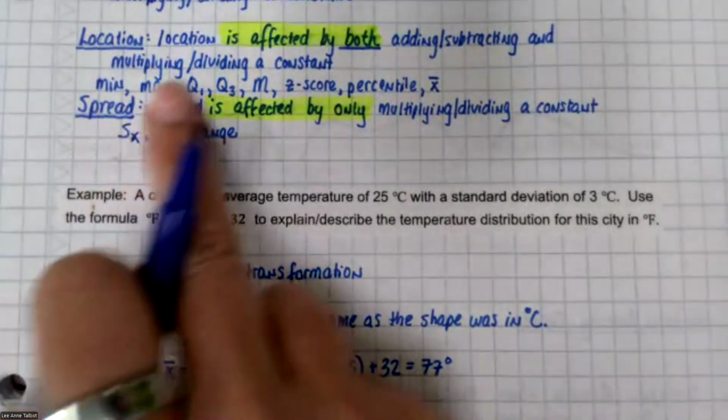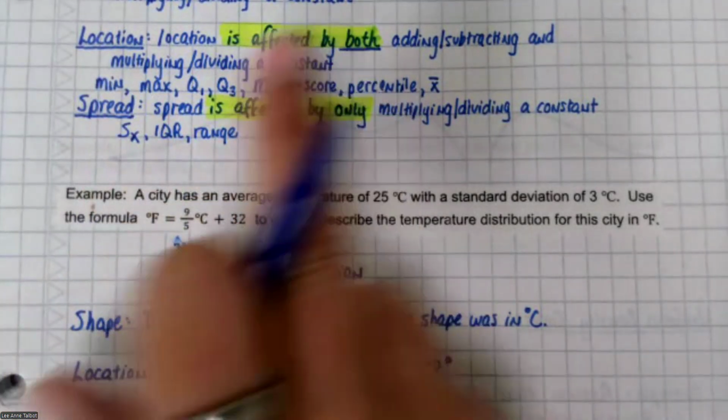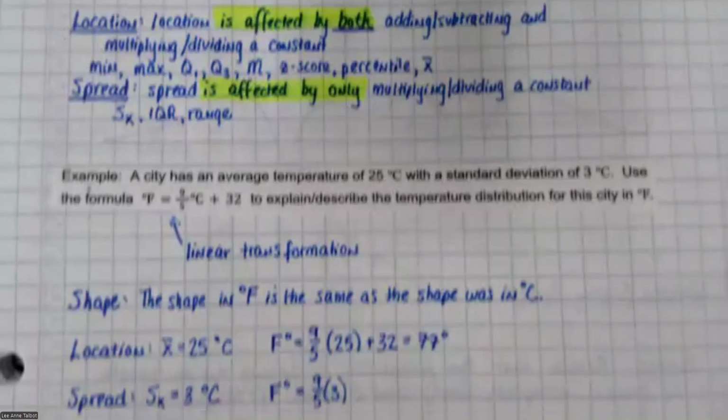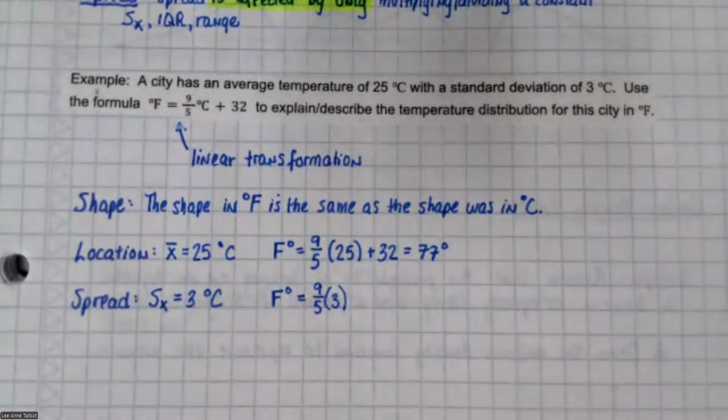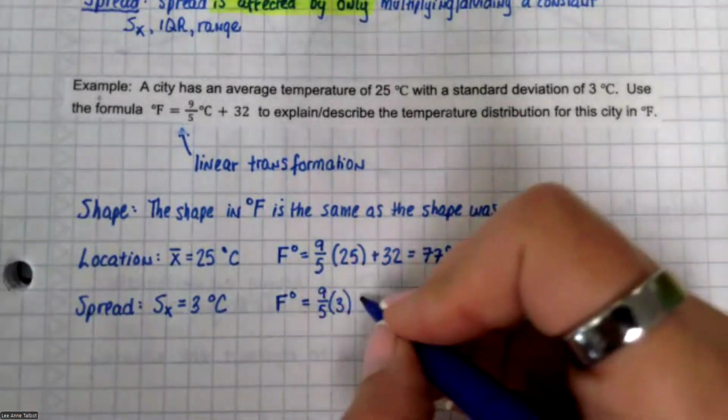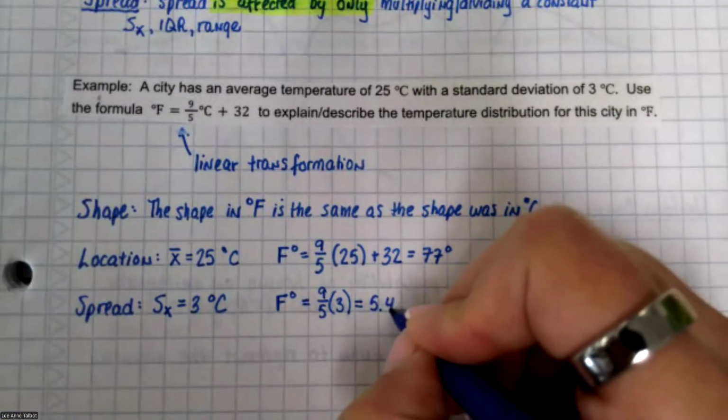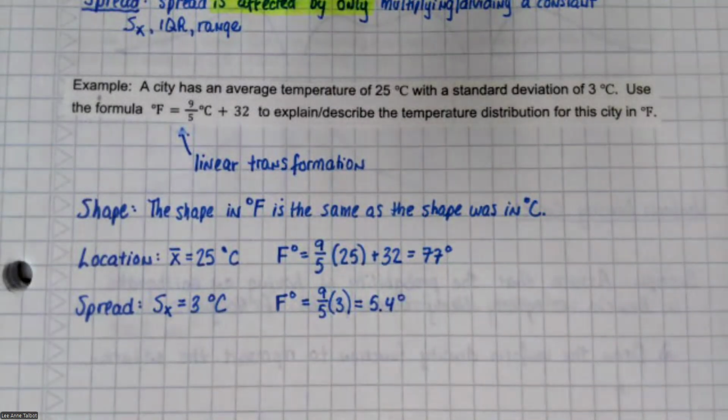So location is affected by both. Spread is affected only by the multiplication piece. 9/5 times 3 is 5.4 degrees. And a lot of times students forget about that until they accidentally add the 32 and then they look at their number and they're like, that doesn't make any sense. The number for spread would be so huge that it wouldn't make sense.